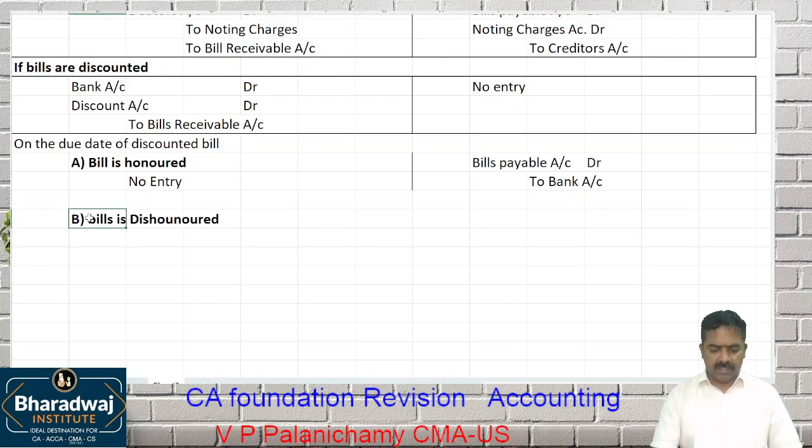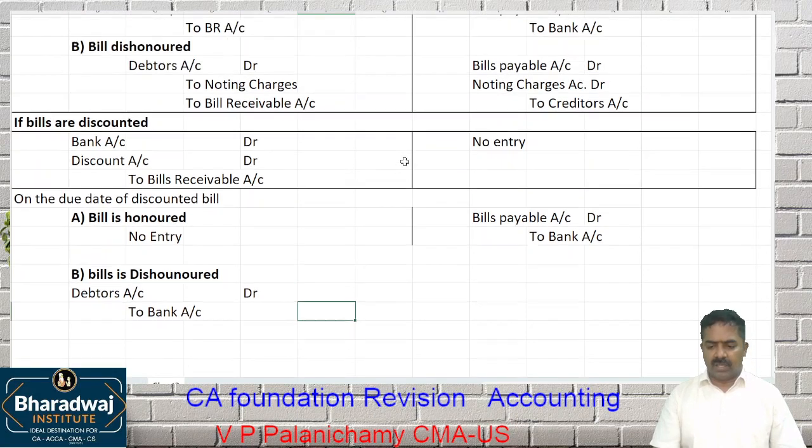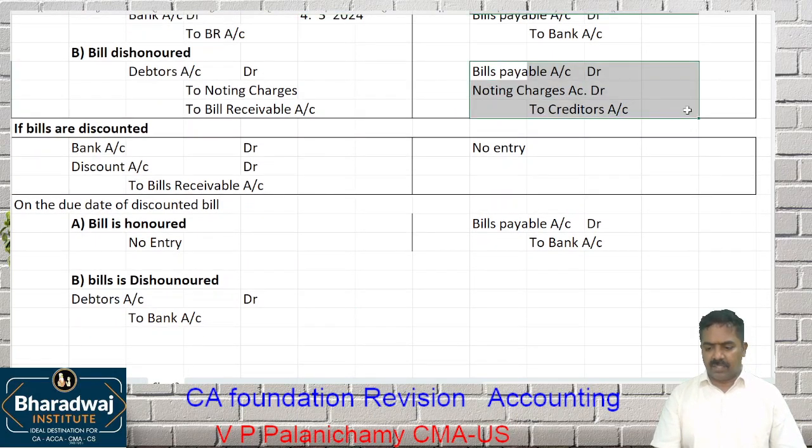wait. The bill is with us or the bill is with the bank? Bank. Debit the receiver, the debtor will get back the bill. Credit the giver, who will give the bill? Bank will give the bill. Direct entry we can pass. Debtor's account debit, they are going to get back the bill, to bank account. Debtor's account debit to which account? Bank account.